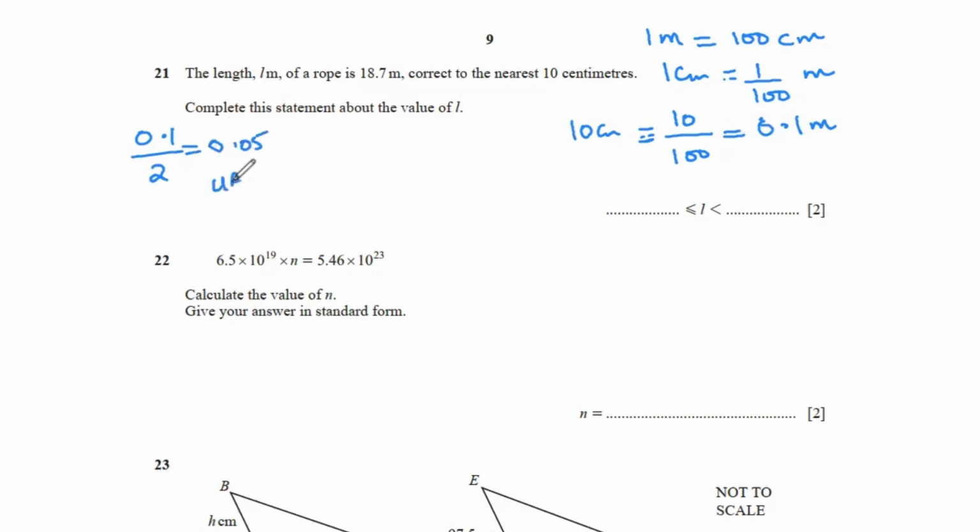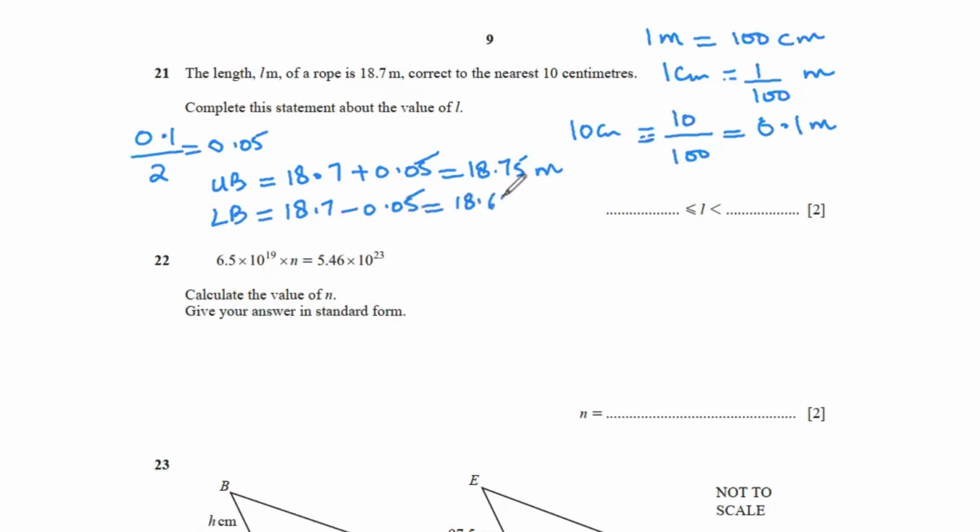So for the upper bound, you will add 0.05 to 18.7, which gives us 18.75 meters. And lower bound would be 18.7 minus 0.05, which is 18.65 meters. So it is smaller than 18.75, but greater than or equal to 18.65.